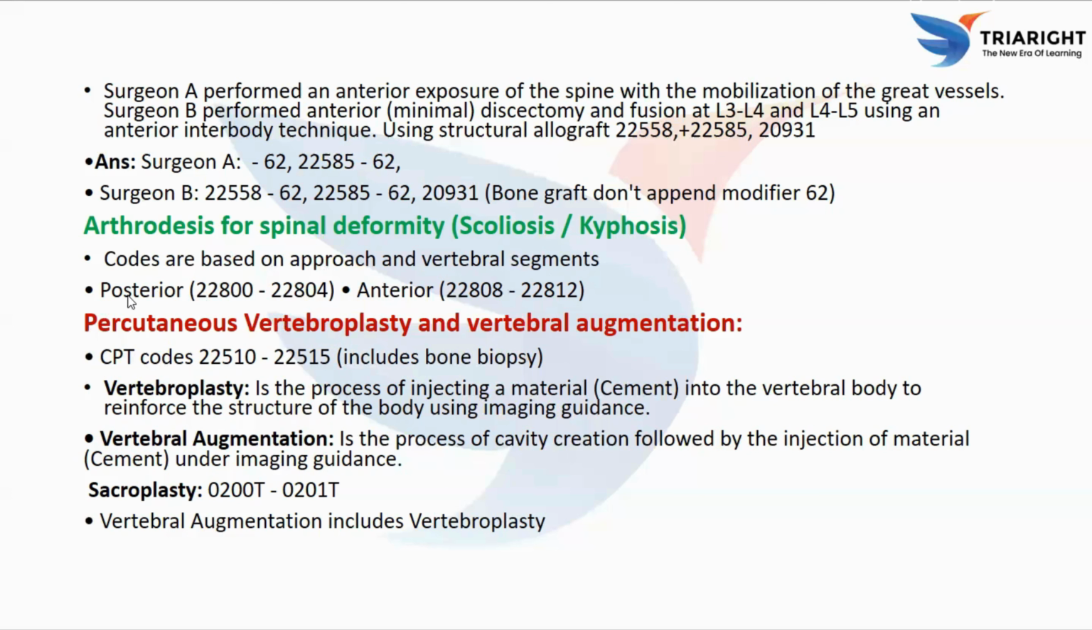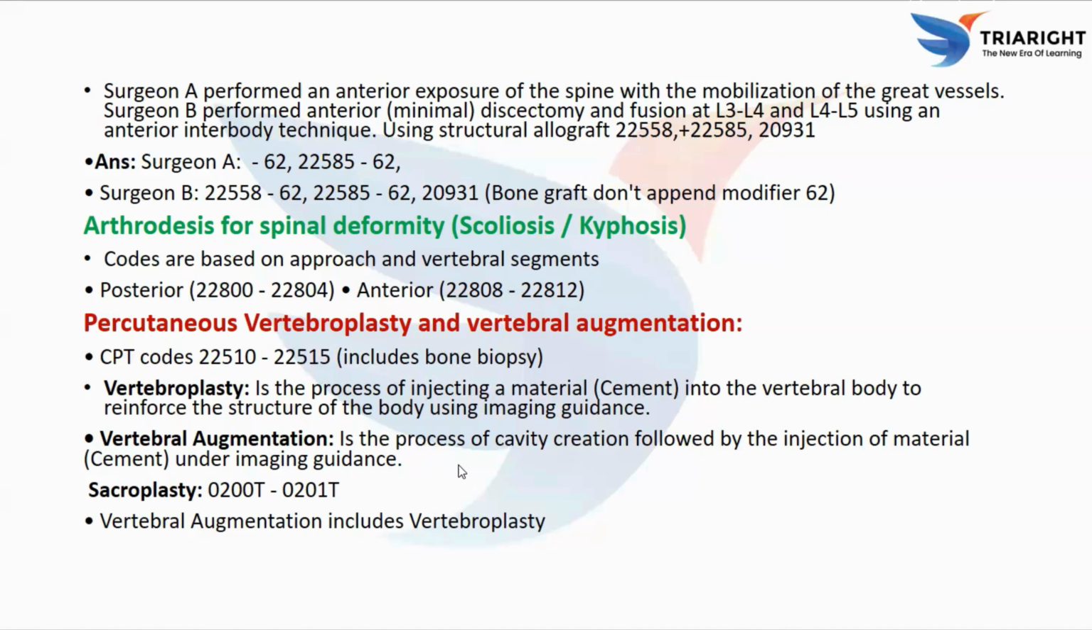And the next procedure is percutaneous vertebroplasty and vertebral augmentation. These procedures are used mainly for vertebral compression fractures, osteoporosis, and tumor-related vertebral collapse. The CPT codes are 22510 to 22515. This code range includes bone biopsy and also includes the imaging guidance. Vertebroplasty: how do you define it? It's cement injected directly into the vertebral body. No cavity is created, and the goal of vertebroplasty is to strengthen the bone.